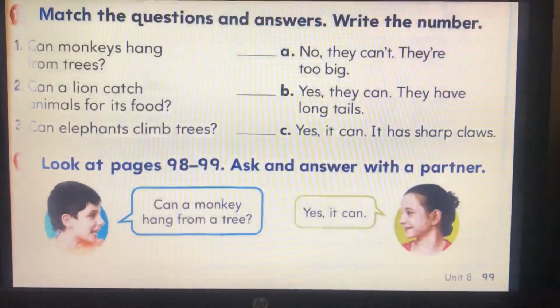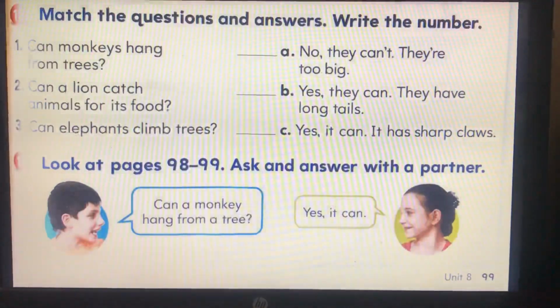Now, we will continue in page 99. Now, we will be working on the bottom part of this page. So, first, let's read the directions. Make the questions and answers. Write the number. So right here, we have 3 numbers and 3 letters. We will need to read all of them in order to figure out which one is the correct answer.